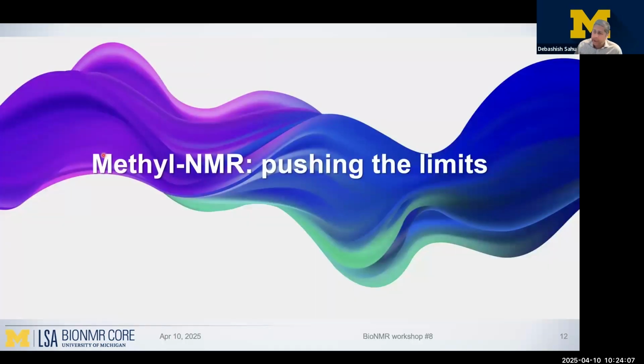Okay. What can we do further, right? The next portion of this talk is going to be talking about Methyl-NMR and how we can push the limits. We are going to combine this with the previous things that I talked about, and what Methyl-NMR is, and how we can actually utilize this.